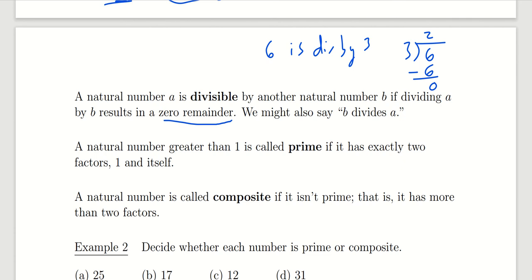However, 6 would not be divisible by 4, because 4 will not go into 6 evenly. If we take 4 into 6, it goes in once, and notice, you would have a remainder of 2. So when a number divides another number with 0 remainder, we say that it's divisible by that number.